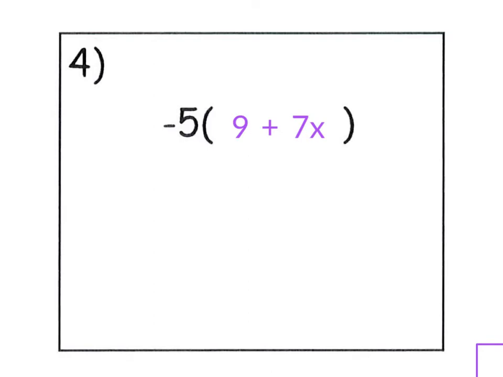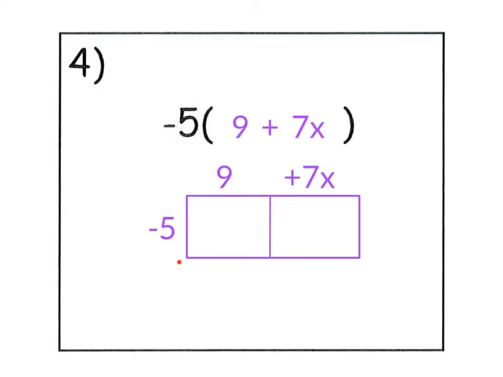In the parentheses for number 4, I want you to fill it in with 9 plus 7x. So what does this mean? We're multiplying a negative 5 times the 9 and a negative 5 times the 7x. So to do so, I'm going to bring up another area model. So in my monomial, the one term, negative 5 times the 9 plus 7x looks like this, 1 by 2. Fill in each of the cells. So for this first one, negative 5 times 9 gives me negative 45. And a negative 5 times the 7x gives me negative 35x.